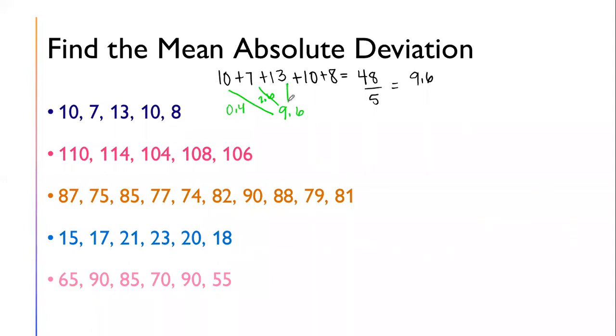Yes, good question. 13 and 9.6. So I'm doing 13 minus 9.6. 3.4. 10 from 9.6, we already did that one. It was 0.4. And 8 from 9.6 is 1.6. So to get all of these numbers, I subtracted them from the mean because I'm trying to see how far each number is from the mean.